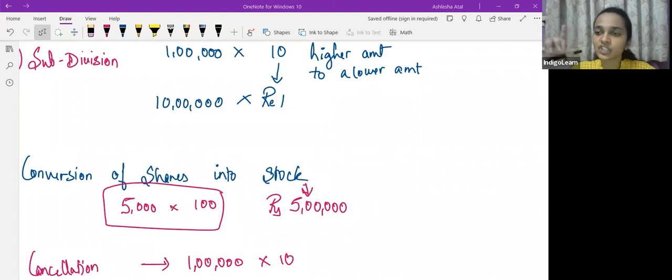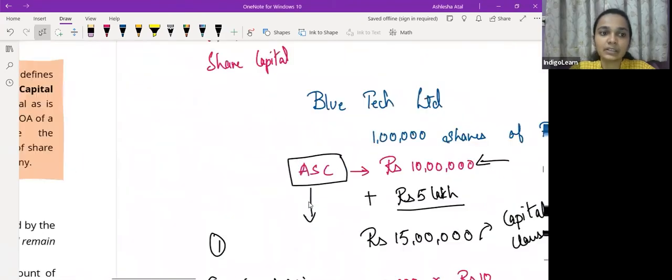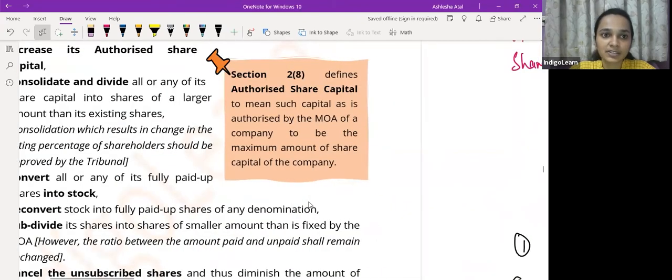Yes, shares of one shareholder are converted into stock. All the fully paid up shares of a shareholder are converted into stock together. Okay, fine. So let's have a look at section 61.